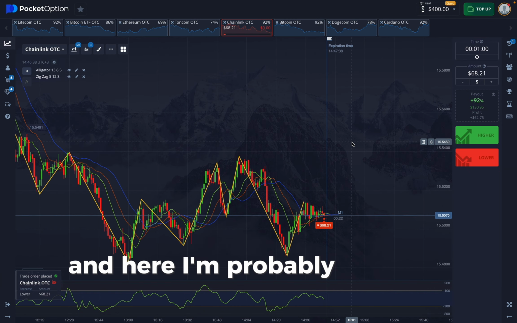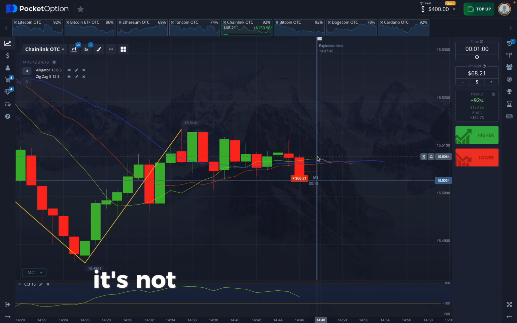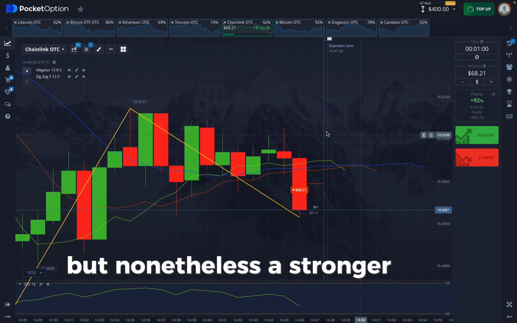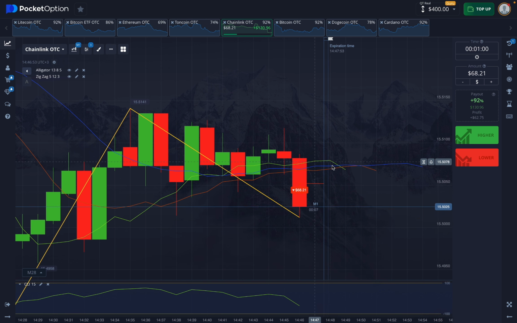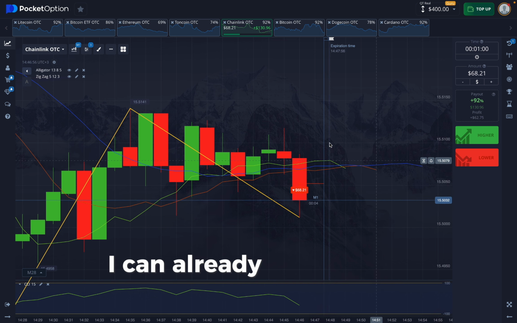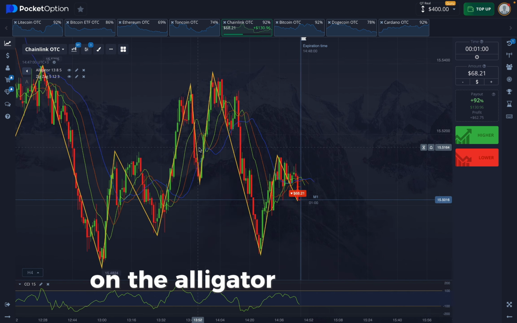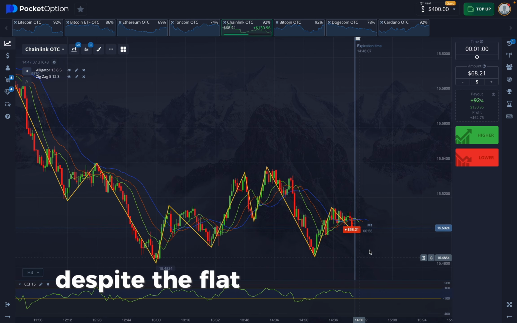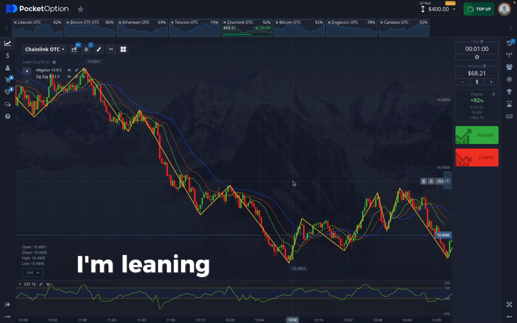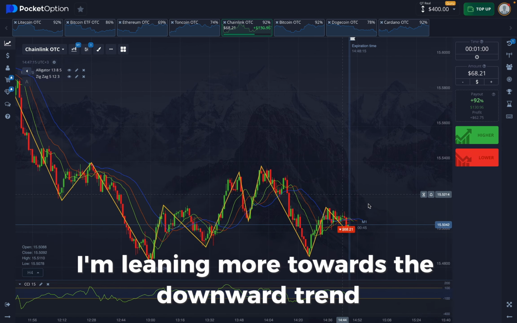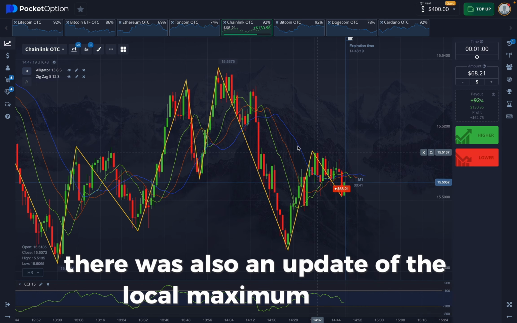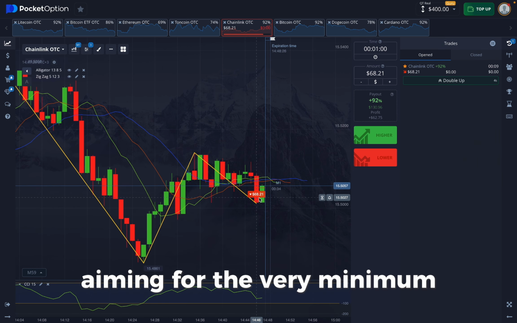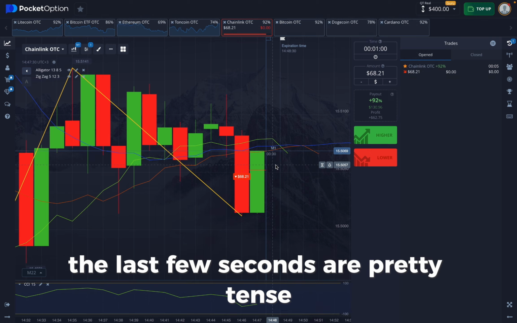And here, I'm probably going to open a short trade. It's not the best entry point, and I didn't expect an upward momentum right now, but nonetheless, a stronger exit has already occurred. And that's actually reassuring. I can already see a small intersection on the alligator's sliding lines. The trend dynamics are pointing downward. Despite the flat movement earlier, I'm leaning more towards the downward trend. There was also an update of the local maximum before, so I'm opening the trade now, aiming for the very minimum. The last few seconds are pretty tense.